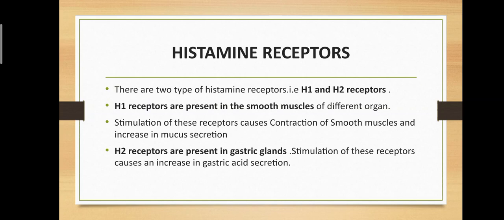Histamine receptors. There are two histamine receptors, that is H1 receptors and H2 receptors. H1 receptors are present in smooth muscles of different organs. Stimulation of these receptors causes contraction of smooth muscles and increase in mucus secretion. And H2 receptors are present in gastric glands. Stimulation of these receptors causes an increase in gastric acid secretion. So H1 receptors are present in smooth muscles and H2 receptors are present in gastric glands.